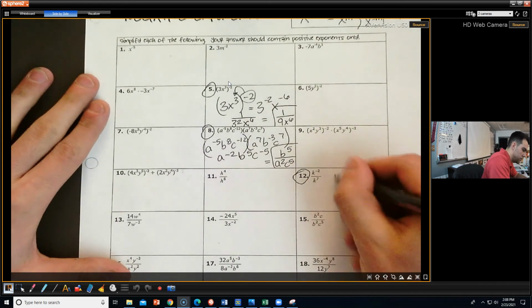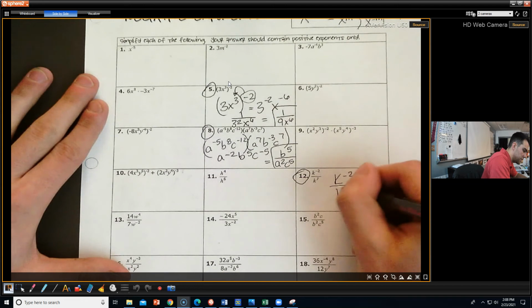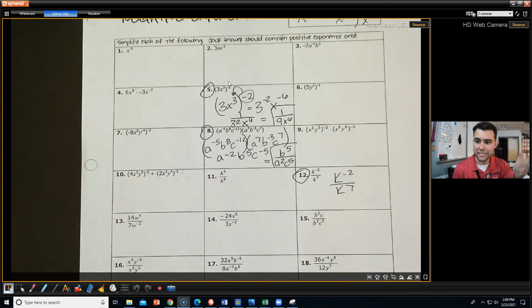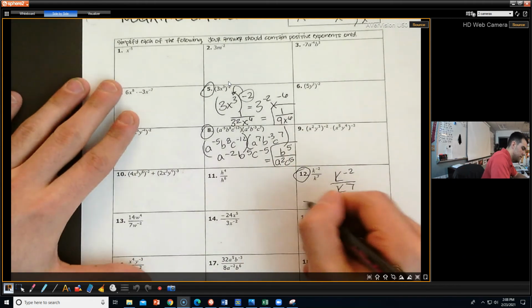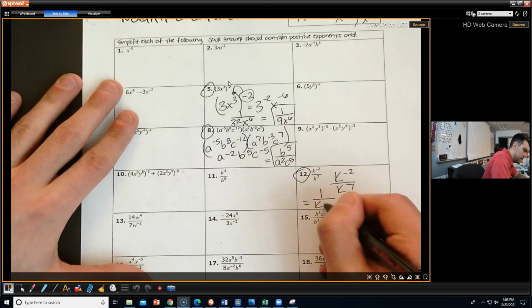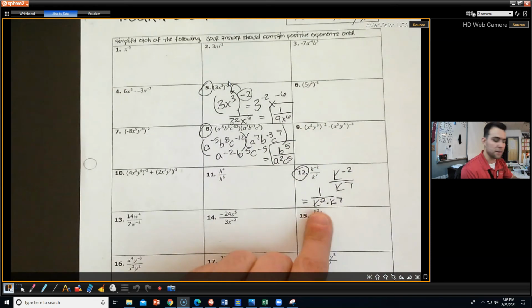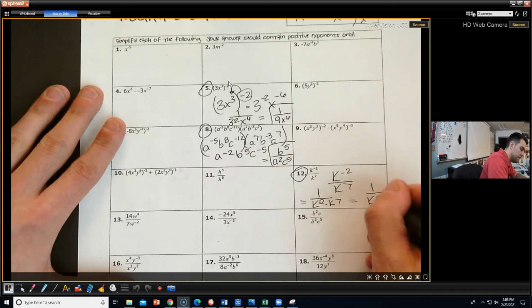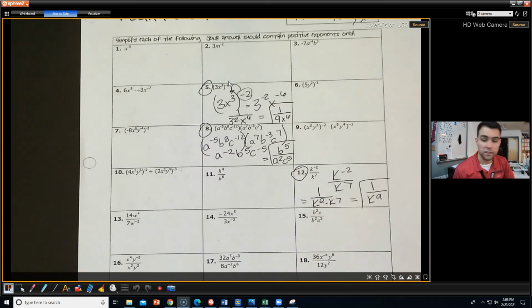Let's look at number 12. Number 12, we actually do have k to the negative 2 over k to the 7th. Again, I want to make this k positive, so I need to put it in the denominator. Now when I do this, I'm going to get 1 over k to the 2nd power times k to the 7th. They are next to each other, and again, my product rule tells me to add those exponents, so this is 1 over k to the 9th power, and that guy is completed.